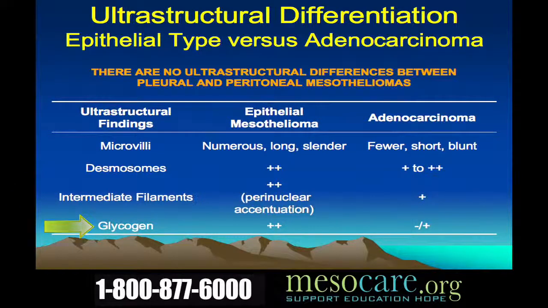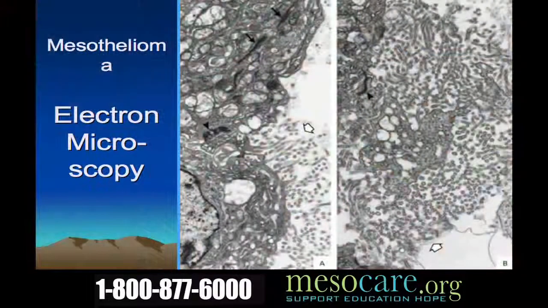And there is absolutely no difference between pleural and peritoneal mesothelioma on a pathology examination. And that's, I think, a very important point. So this is an electron microscopy, and you can see all this filament hanging here.